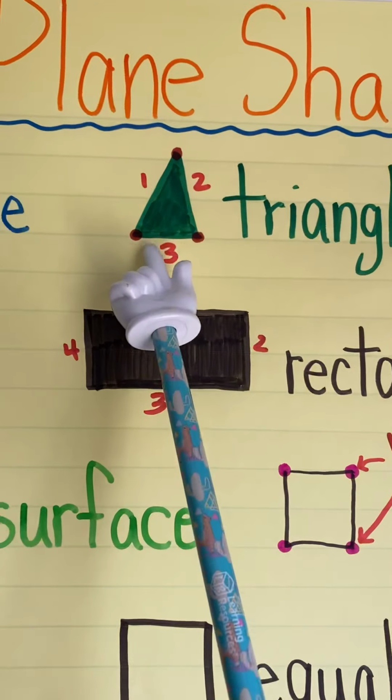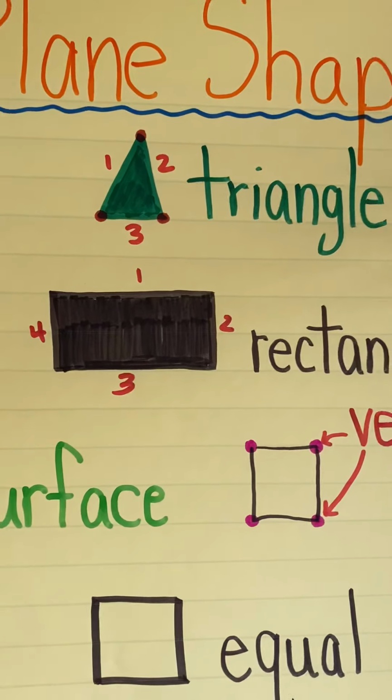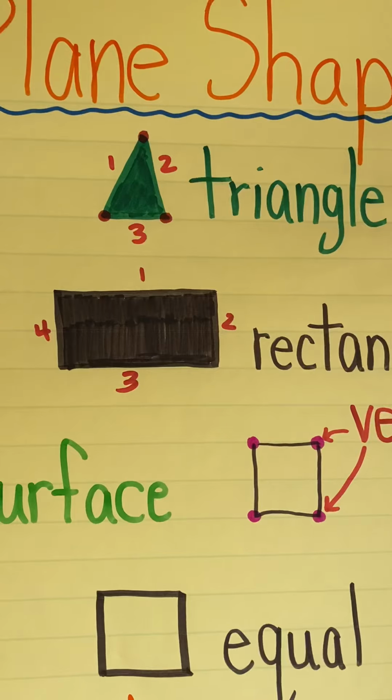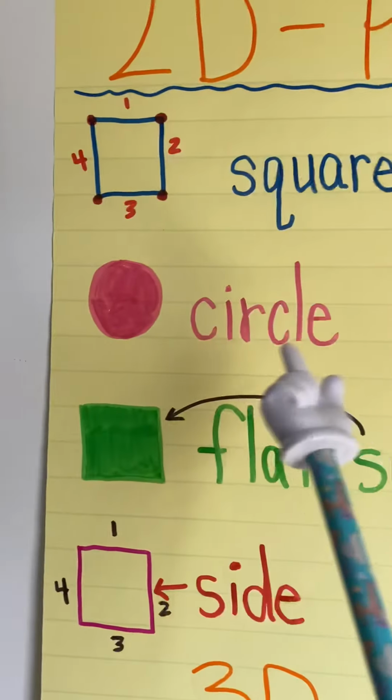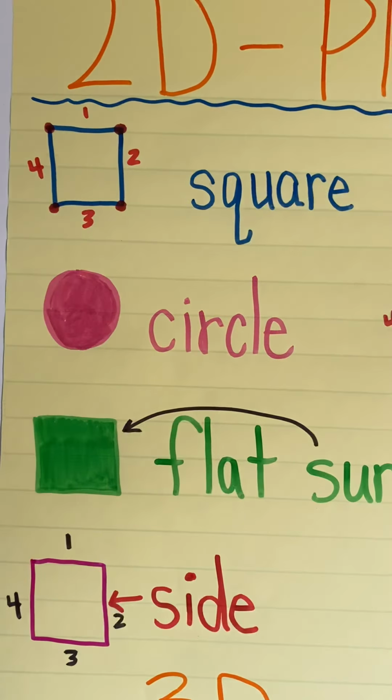The next plane shape is a triangle. A triangle has 3 sides and 3 vertices. A circle has no sides and no vertices.